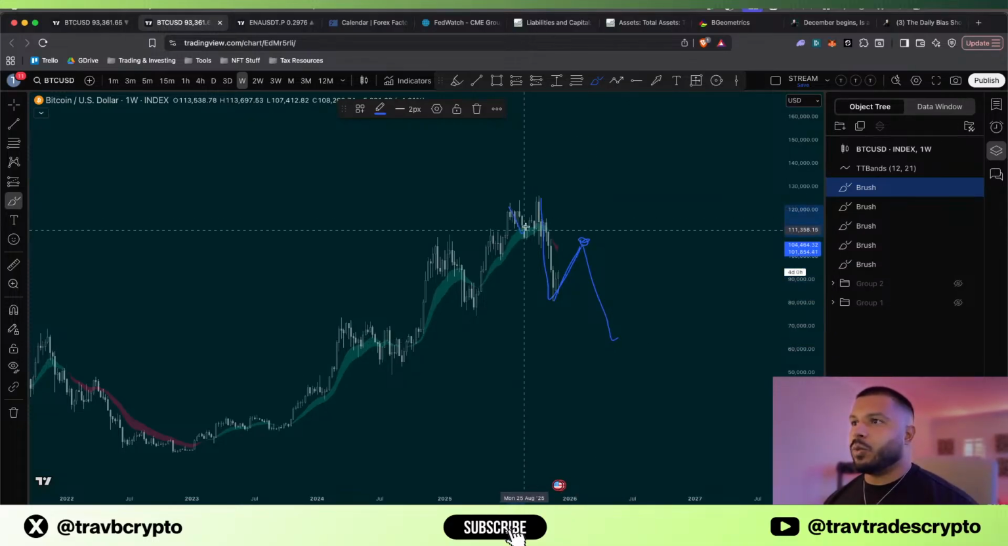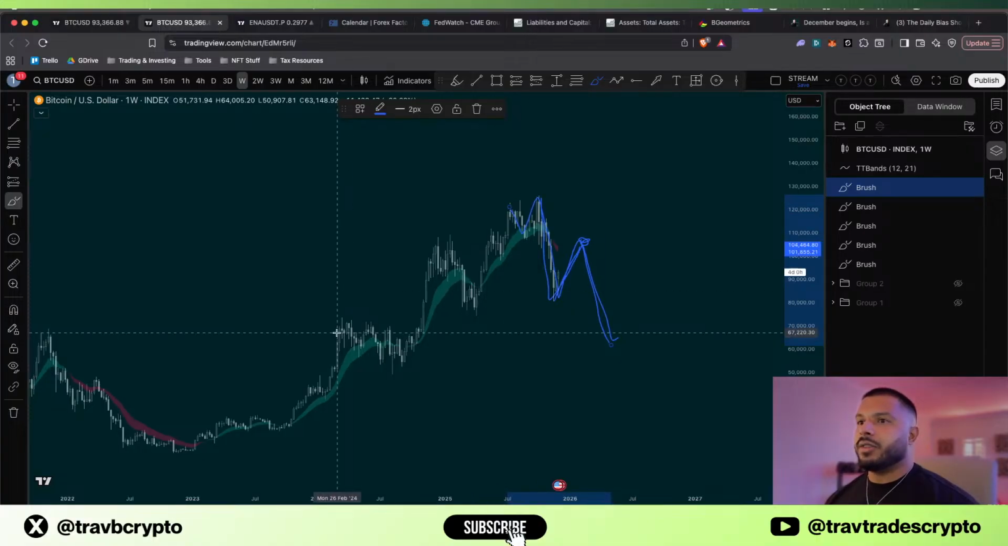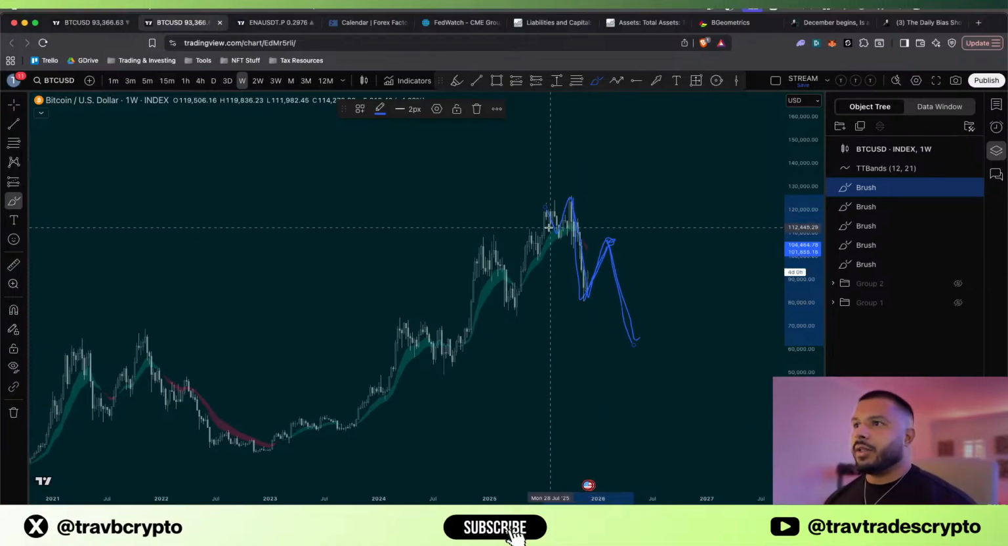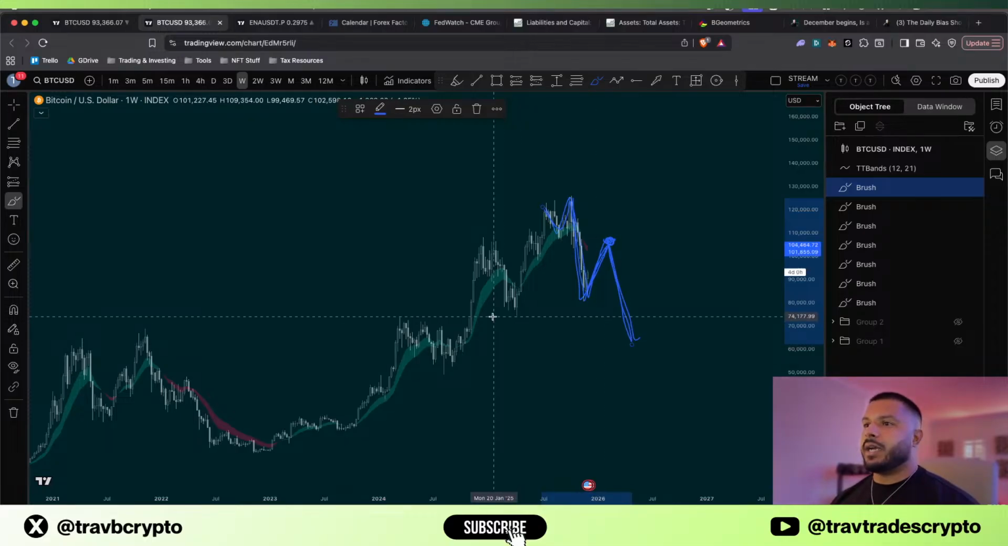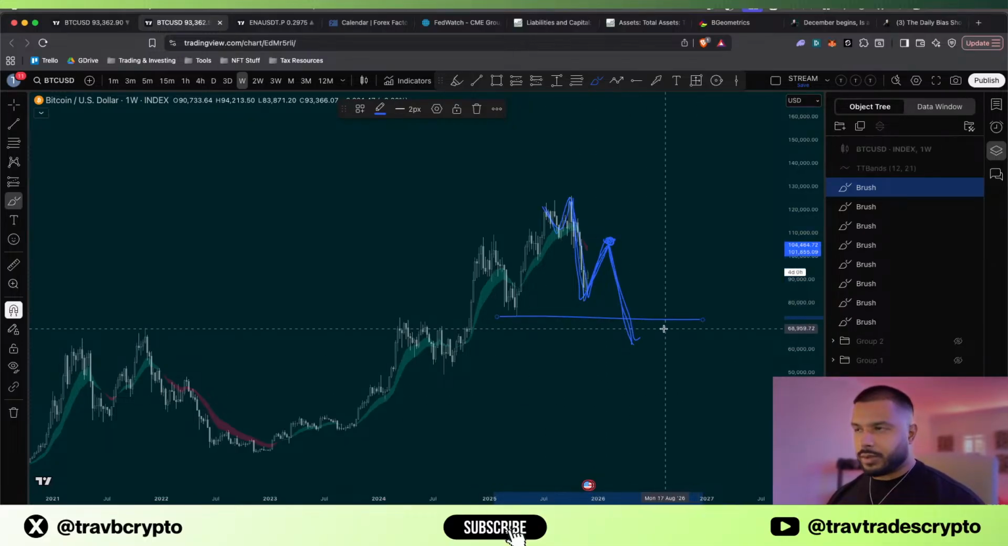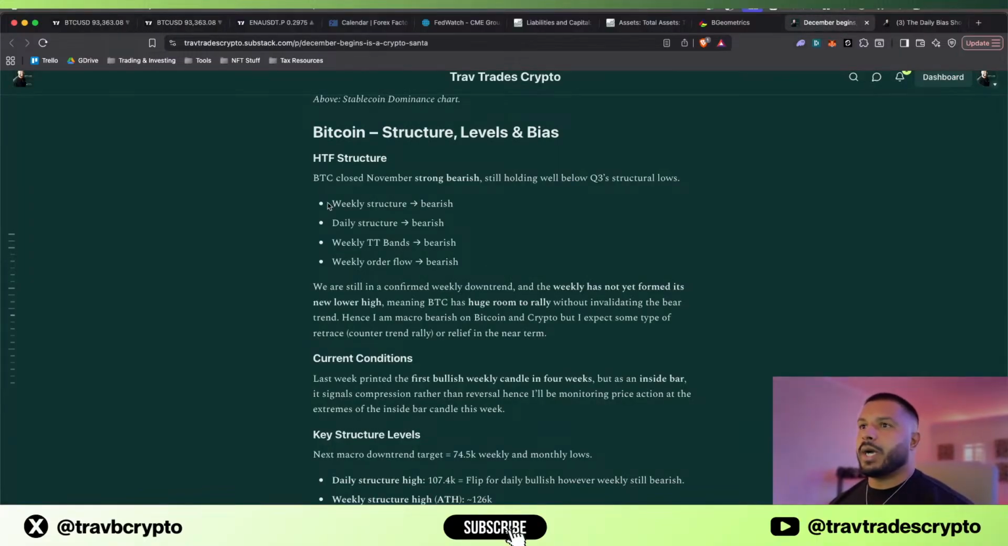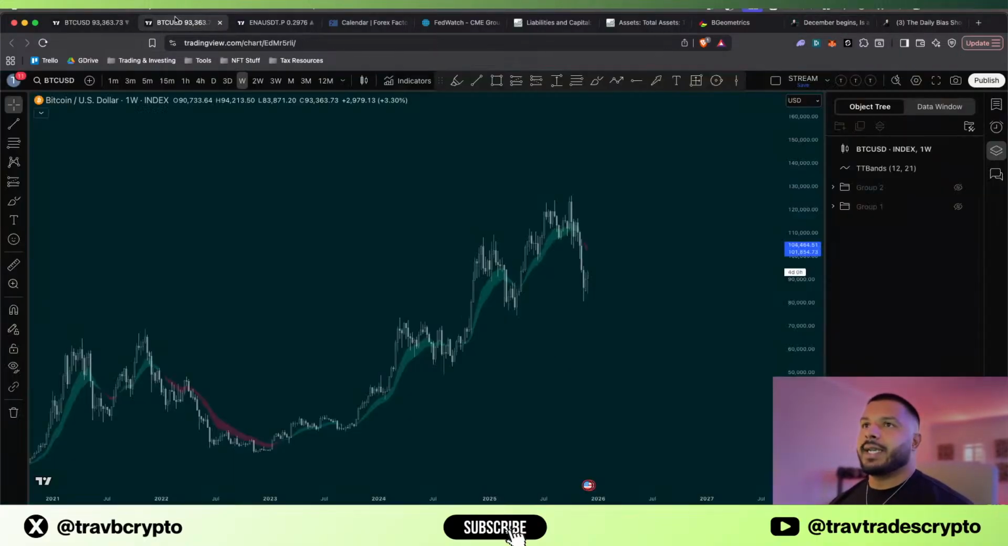Now that would be the weekly. And I call this the macro time frame for Bitcoin because the weekly structure often aligns with the macro bull market. Okay, so that would suggest that the next major macro move to continue this bearish structure would be a lower high, then continuation down potentially into these lows or lower. Okay, now that was number one. Weekly structure is bearish. Daily structure is bearish.